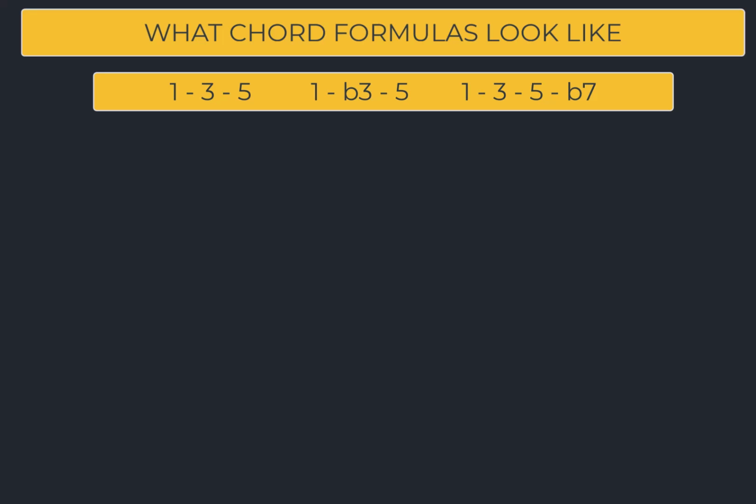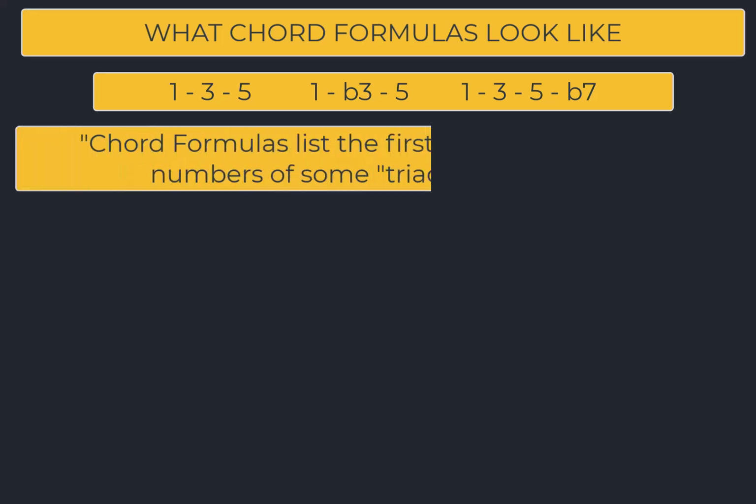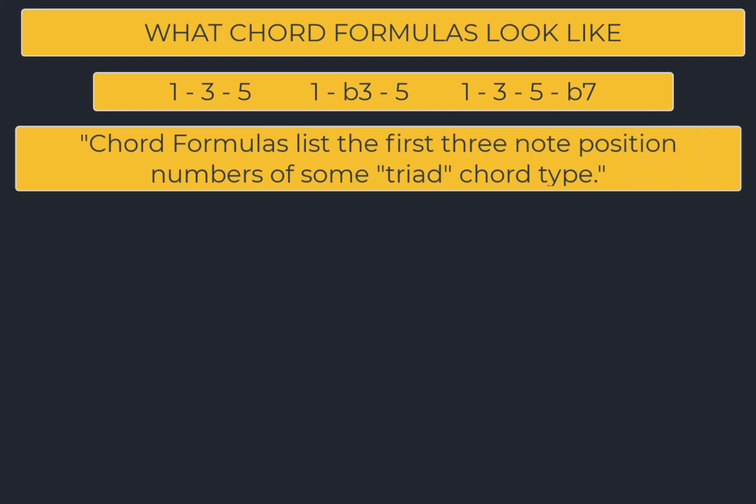Each one of these chord formula examples identifies the individual notes to form a specific type of chord. And again, we'll learn these and many more in Session 7 with their respective chord types and their formulas. As we now know, chord formulas list the first 3 note position numbers of some triad chord type. For example, the 1, 3, 5 represents the triad, as well as the root note position numbers for forming a major chord type, as we now have seen in several examples.